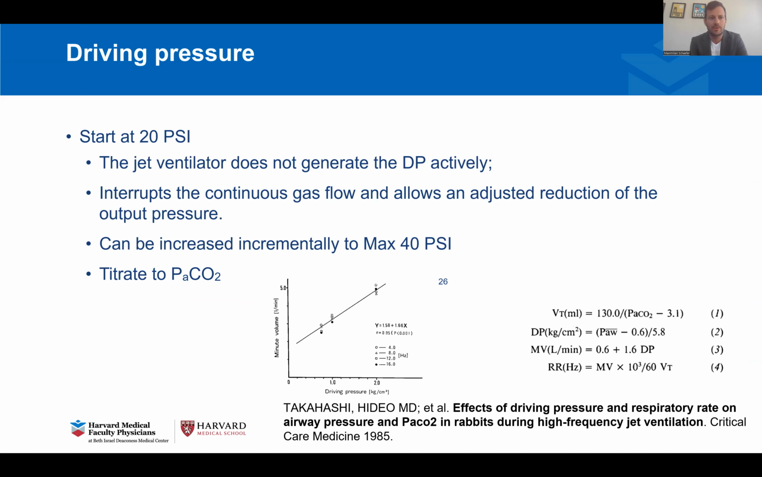So to go a little bit more into detail on driving pressures, one approach would be to start at 20, and then it's very important to remember that the jet ventilator doesn't generate the driving pressure actively. Basically, it's connected to a high flow or high pressure gas inlet, and it interrupts the continuous gas flow, which then allows for a reduction of the output pressure. It can be increased to 40 psi, but this is already pretty high. And what we really recommend is to titrate it to PaCO2 if we can measure this. If not, then maybe transcutaneous CO2 might be an option.